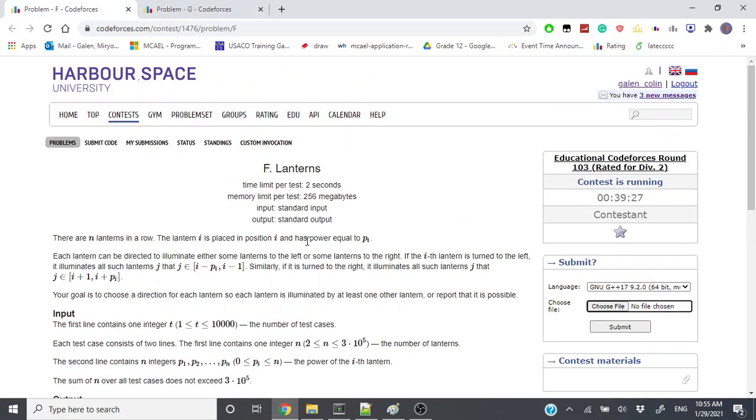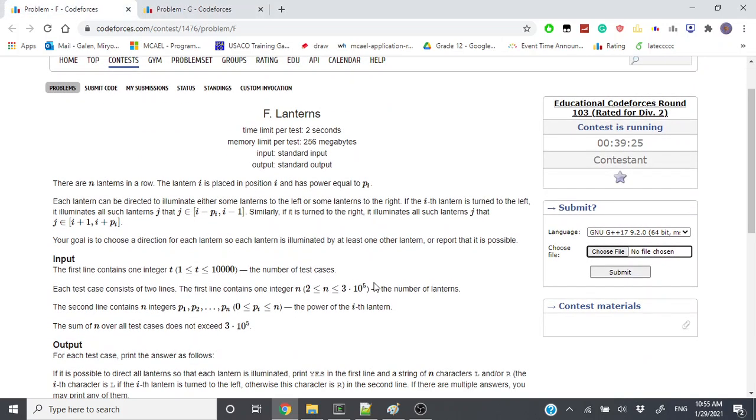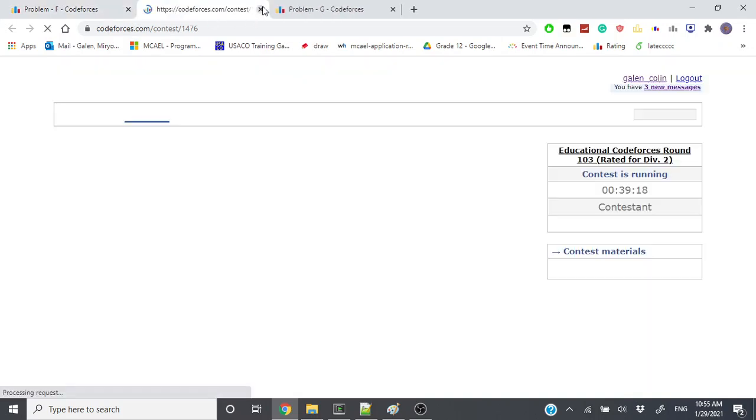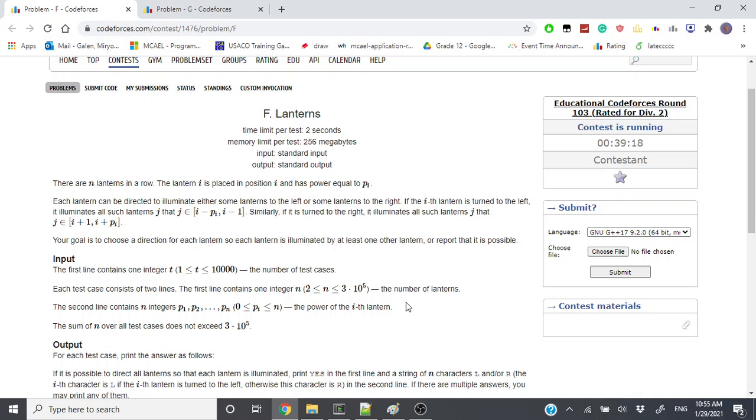Also read F just to see. There are n lanterns in a row. The lantern I is placed in position I and has power equal to P_I. Each lantern can be directed to illuminate either some lanterns to the left or some lanterns to the right. If the ith lantern is turned to the left, it illuminates all lanterns J such that J is within P_I, and it's, yeah. The goal is to choose a direction for each lantern so that each lantern is illuminated by at least one other lantern, or report that it is impossible.